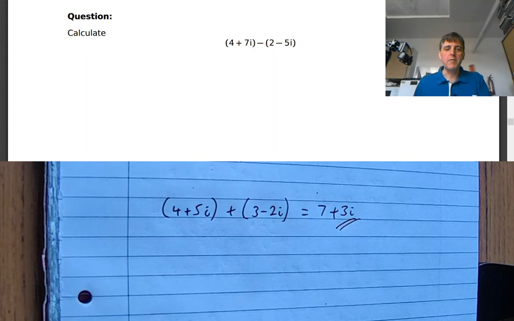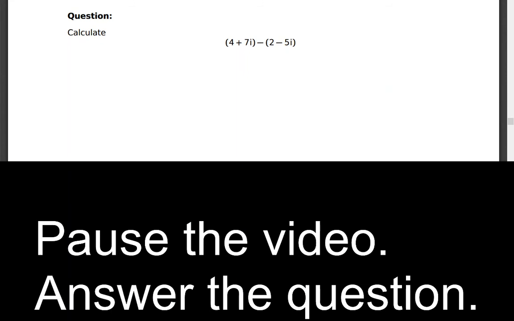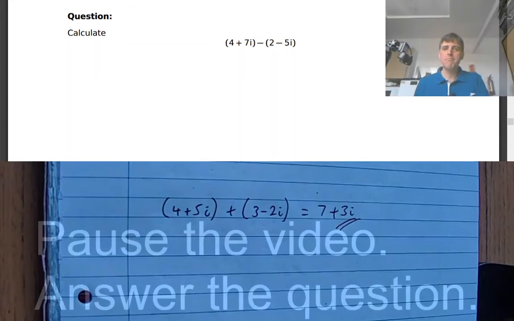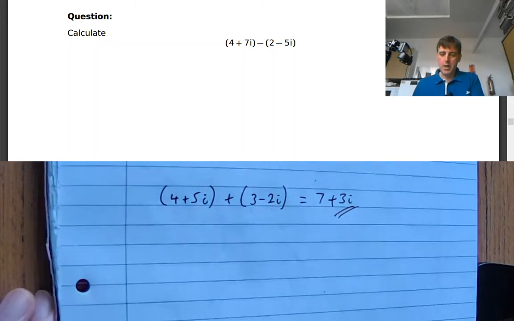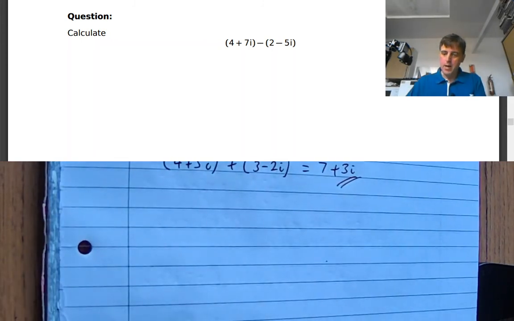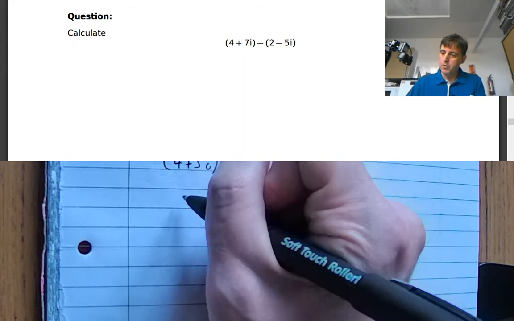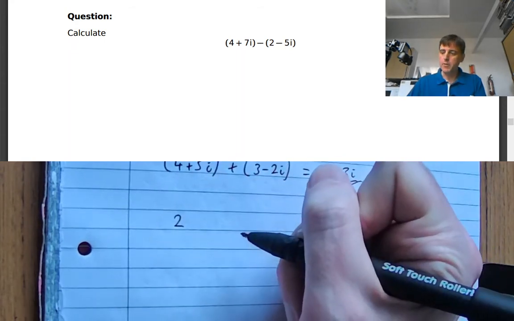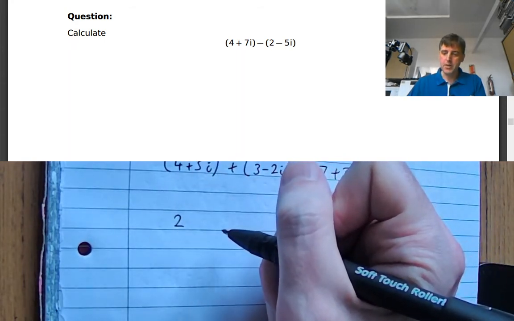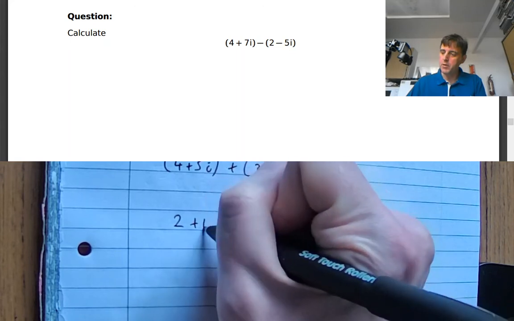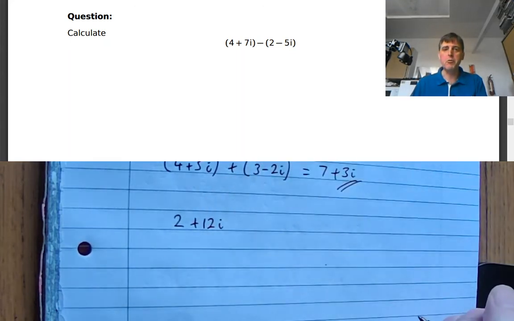Okay, so here's one for you to do. Pause the video, make sure you get the answer before you restart. Okay, so you should have got the answer there. That's the solution to your little subtraction. The real part is going to be 2, and the imaginary part is 12, giving us a complex number of 2 plus 12i as your answer. Hopefully you got that right.